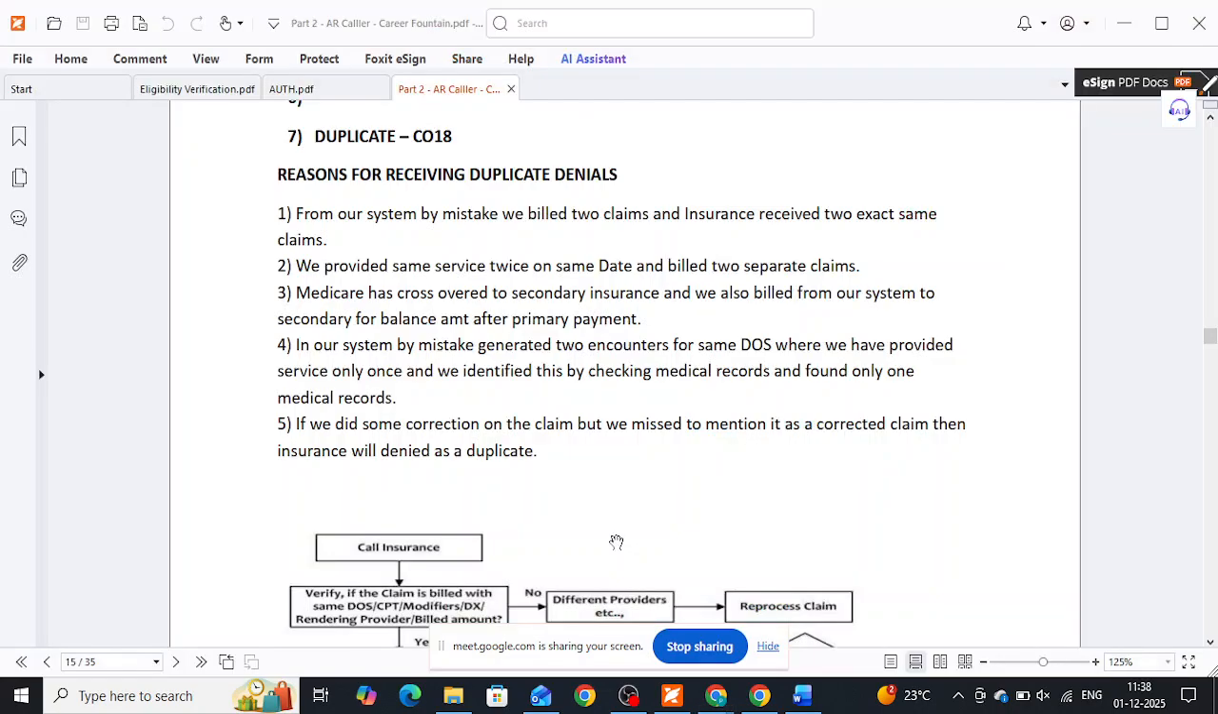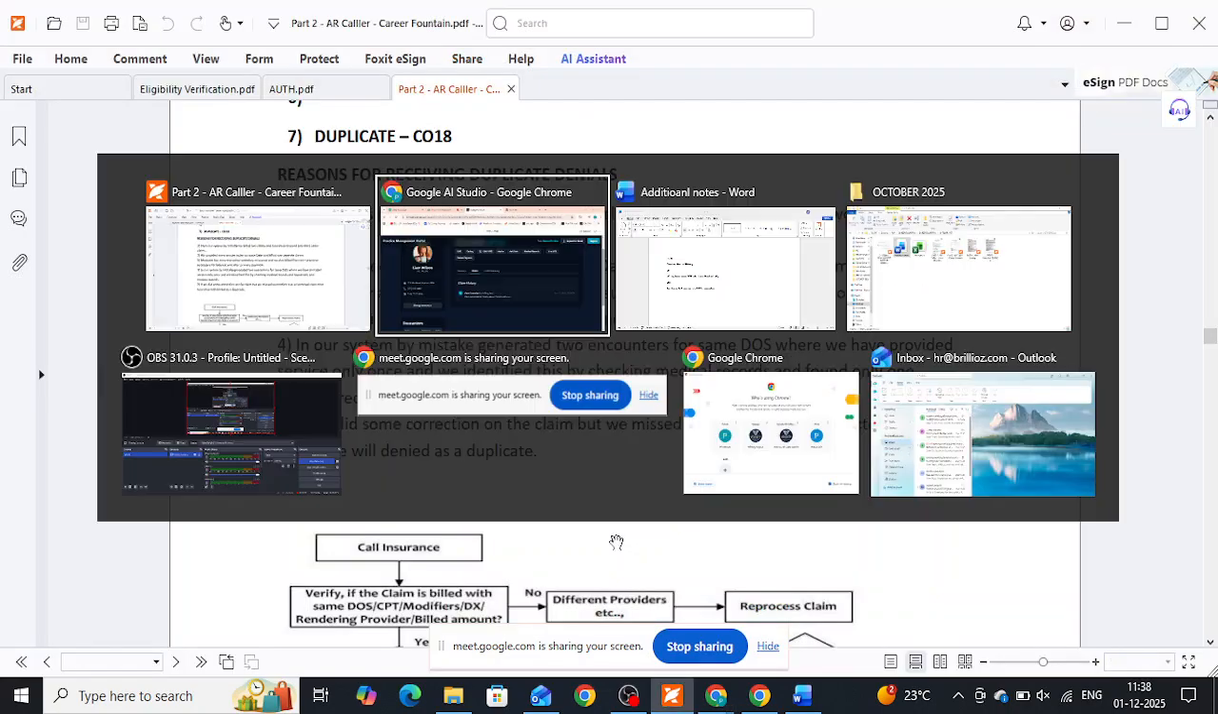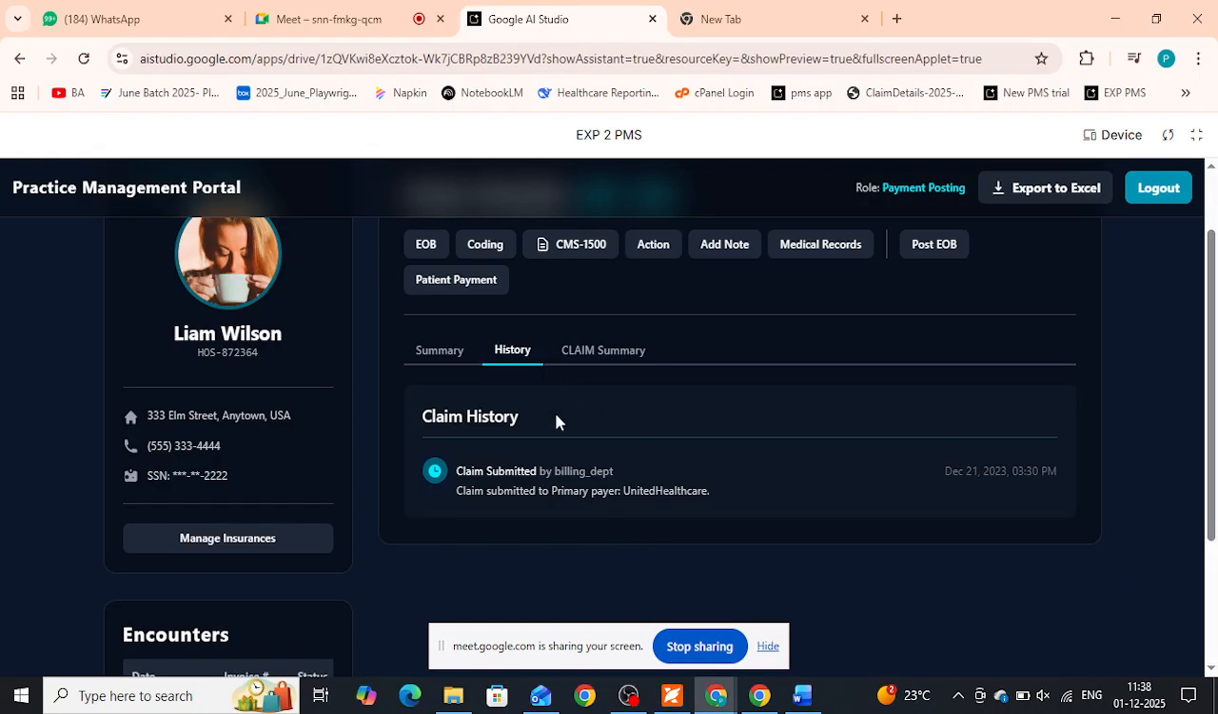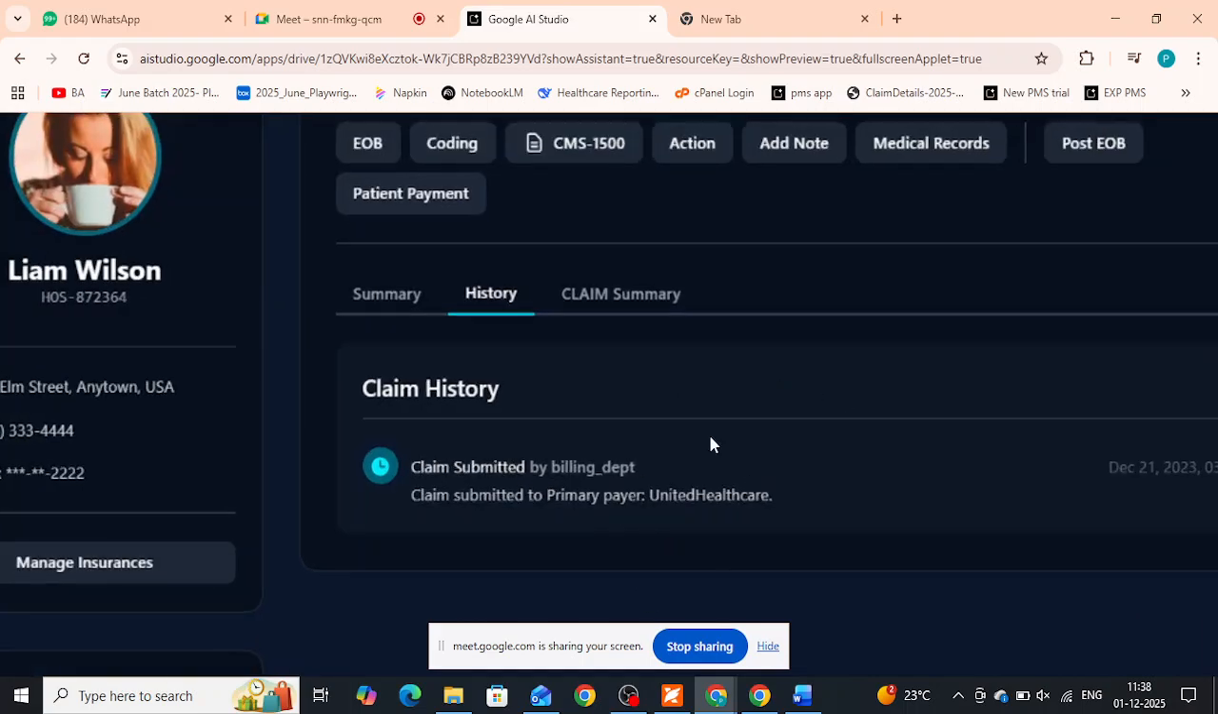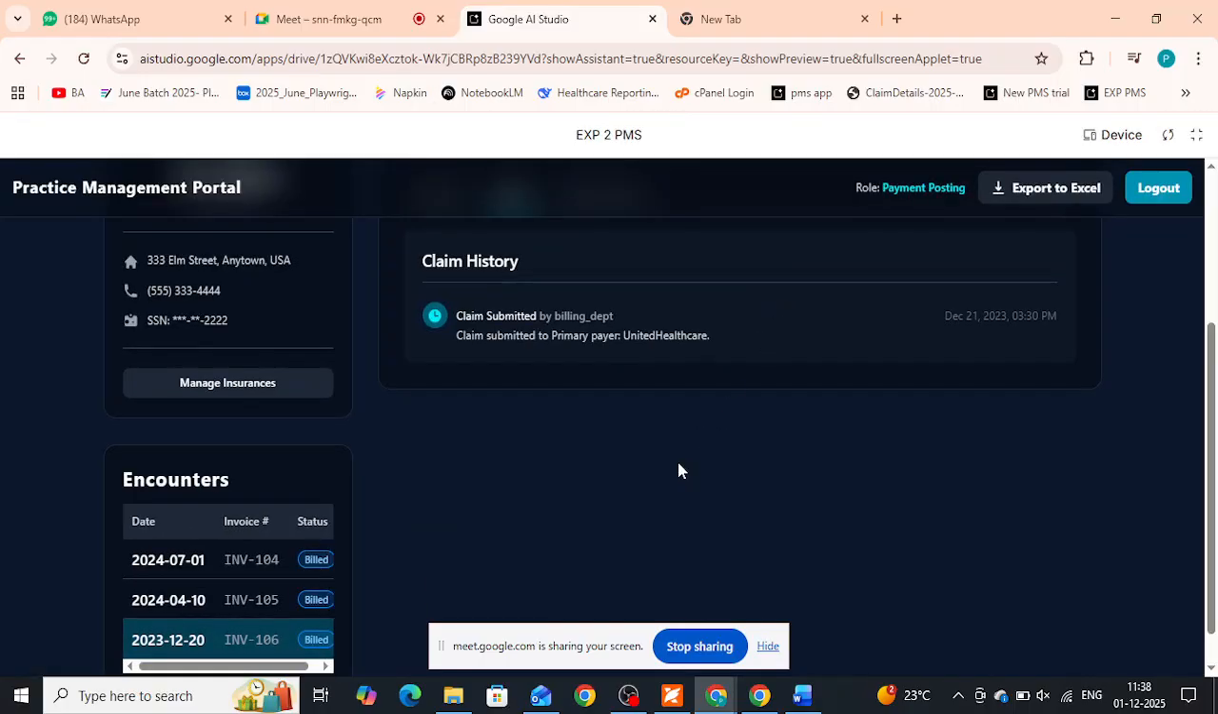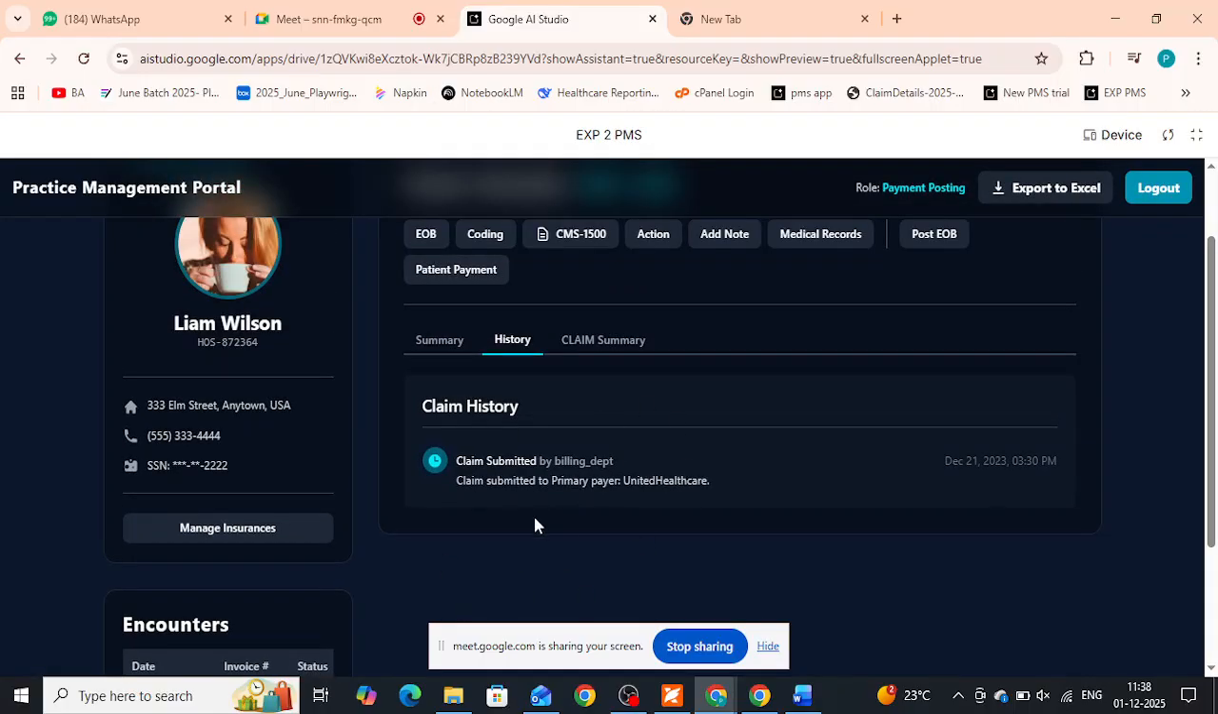But in this case, we already filed our claim to the next insurance from our system as well. We can see in our system that it was billed to the secondary insurance, the primary insurance payment was posted, and we already filed the remaining balance to the next insurance from our system. But upon seeing the Medicare EOB, Medicare also crossed over the claim. That is the reason the secondary insurance received two claims, so one they denied as a duplicate.